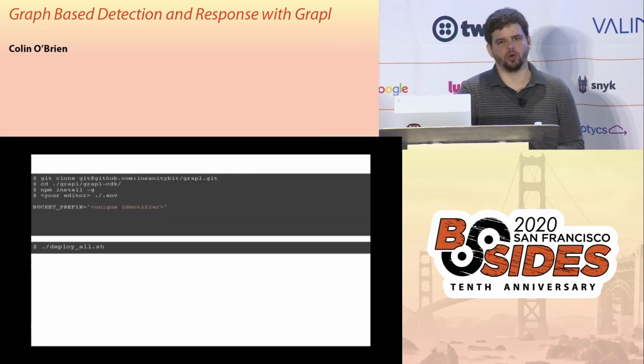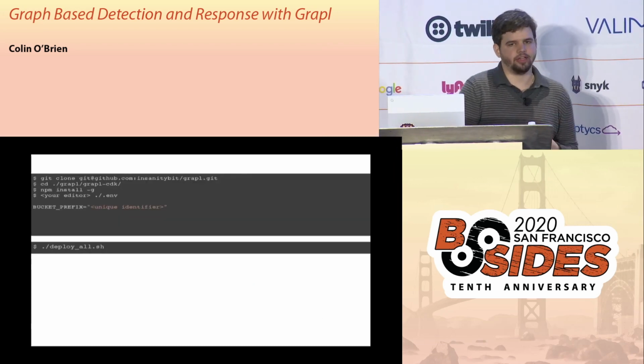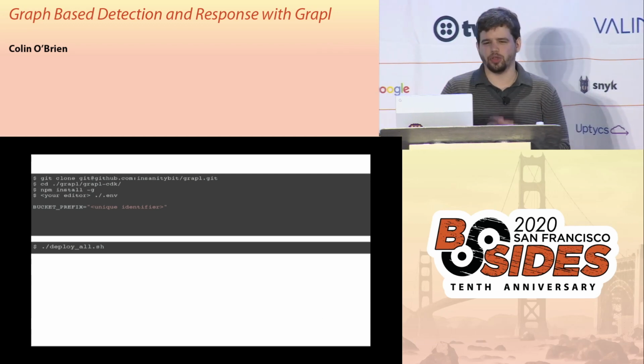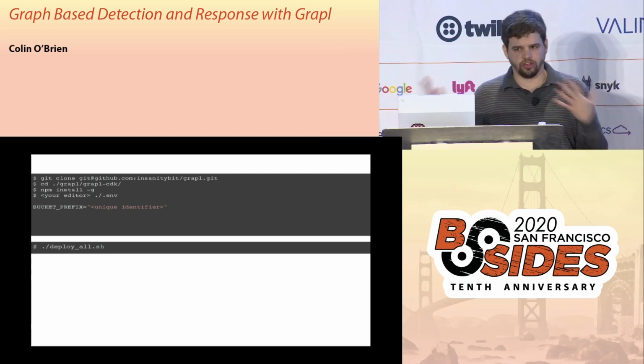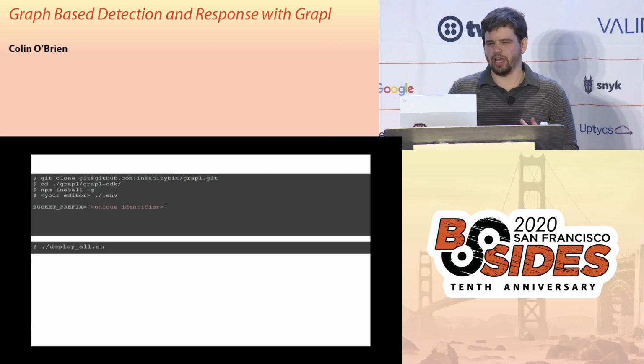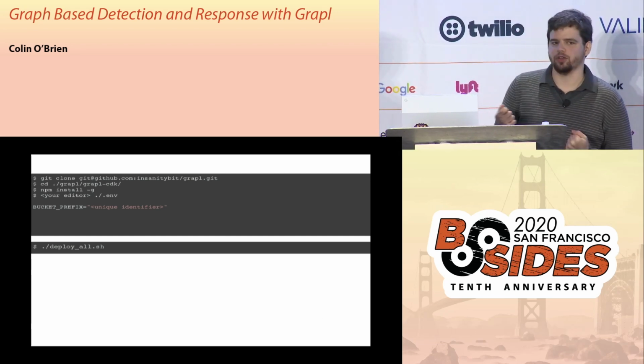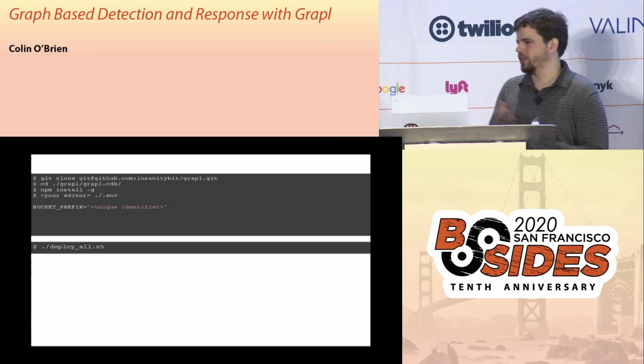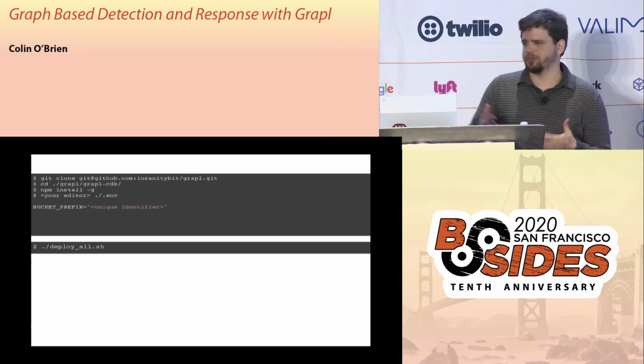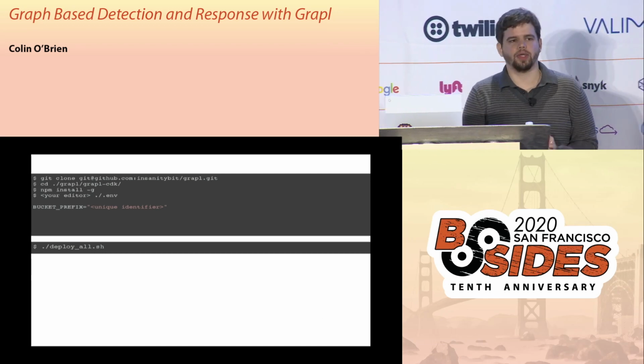So I'm going to really quickly go over how to set Grapl up. It's designed to be really simple. So you can clone the repository. Grapl is open source. It's free to use. You pull it down, go to the Grapl CDK folder. You have to fill out a .env file with just a bucket prefix. An org name is probably a good idea, something unique. And run the deploy all script.